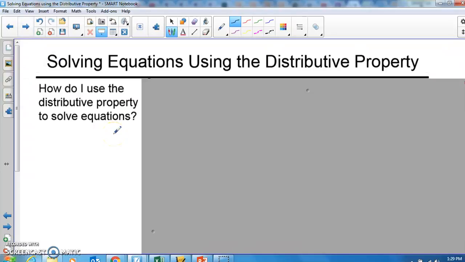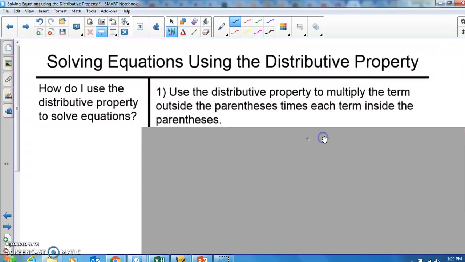All right, solving equations using the distributive property. As we go through this, don't copy anything down yet, because I'm going to shorten the steps for you so you don't have quite so much to copy. But the first thing we're going to do is use the distributive property to multiply the term outside the parentheses times each term inside the parentheses.